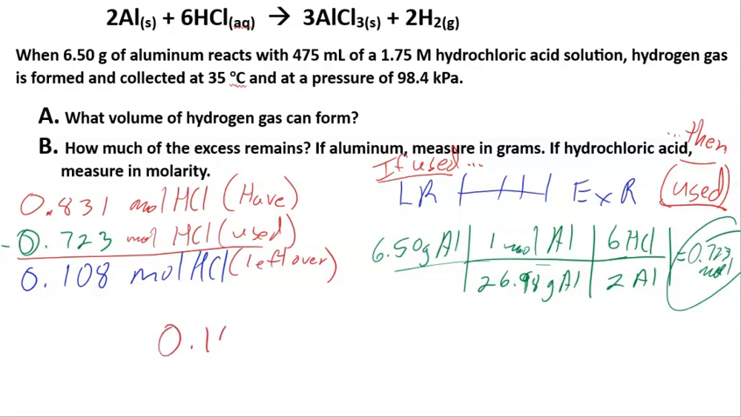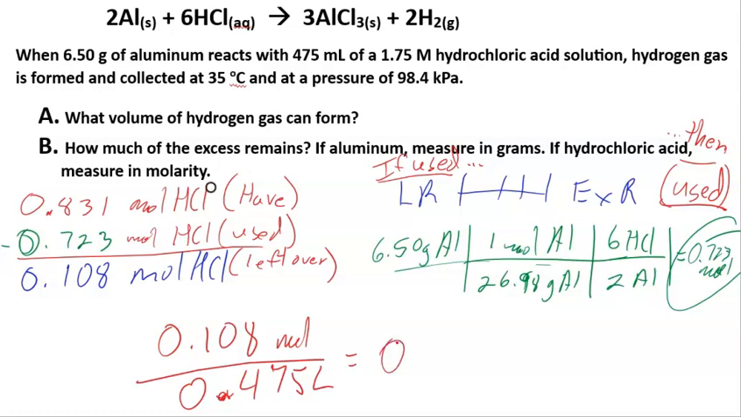So I'm going to get 0.108, not 8 moles, and then I'm going to divide it by the total volume, which is the same 0.475 because it's got to be in liters. And we get 0.23. You might have gotten 0.227, but honestly, since the molarity initially is only good to the 100th spot, then this will only be good to the 100th spot as well, but that's okay.